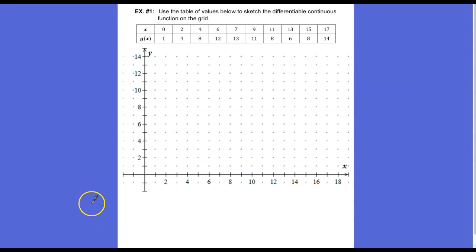Alright, in example 1, they tell us to use the table of values below to sketch the differentiable, continuous function on the grid. So we have a t-table, values of x, and the y value, which is given by the function g of x. I'm just going to plot these ordered pairs. At 0, we have the point 1. At 2, we have 4. At 4, we have 8. 6, we have 12. 7, we have 13. 9, we have 11. Sorry, at 11, we have 8. 13, we have 6. 15, we're back to 8. 17, 14. And so we know that it is continuous and differentiable, so we'll just try to sketch a smooth curve through this.